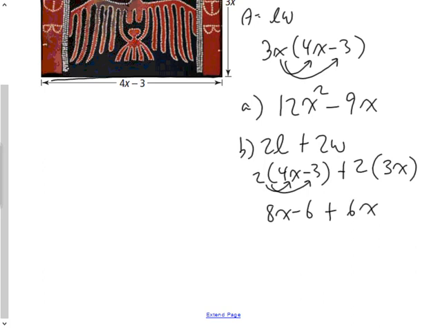And now here, as my good friend Cole would say, I have a trinomial. But we know that we can gather like terms because of those 3 terms that are remaining, 2 of them are like terms, the 8x and the 6x. So my final answer is the perimeter is equal to 14x minus 6.